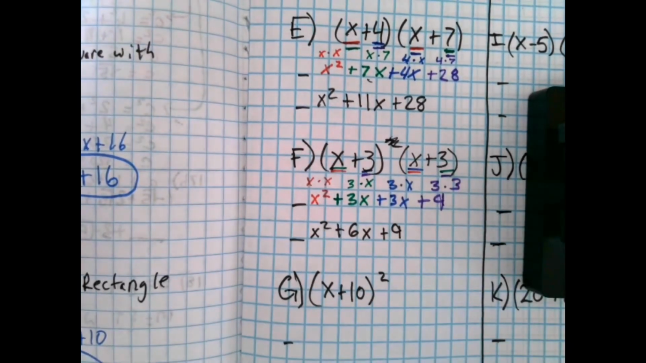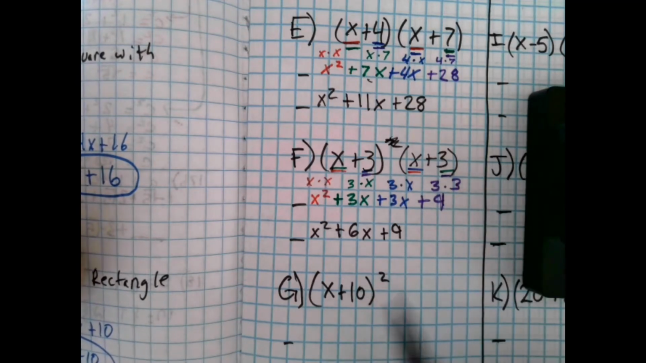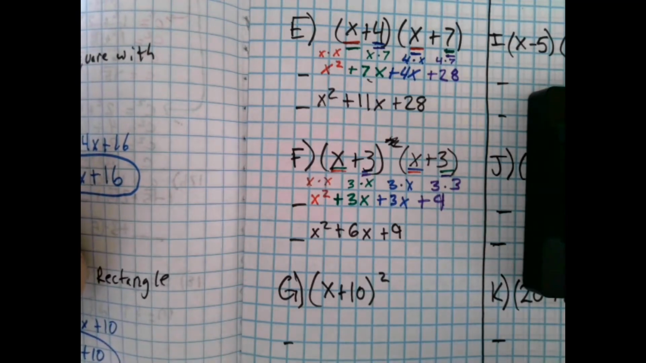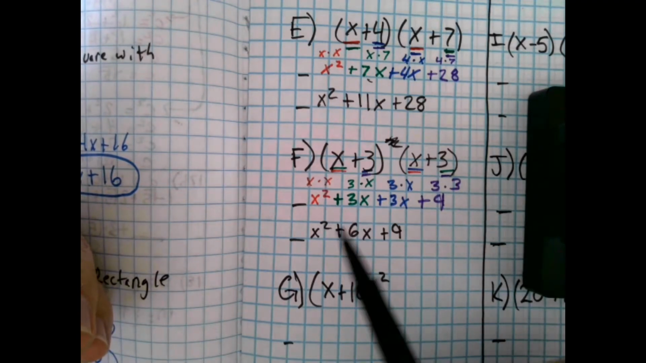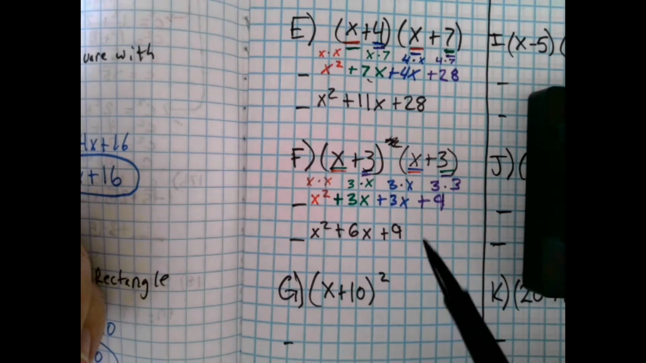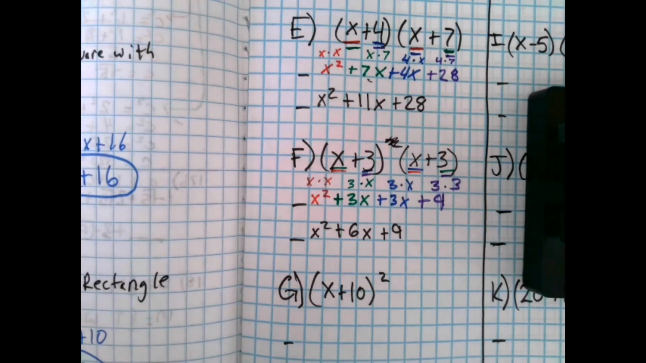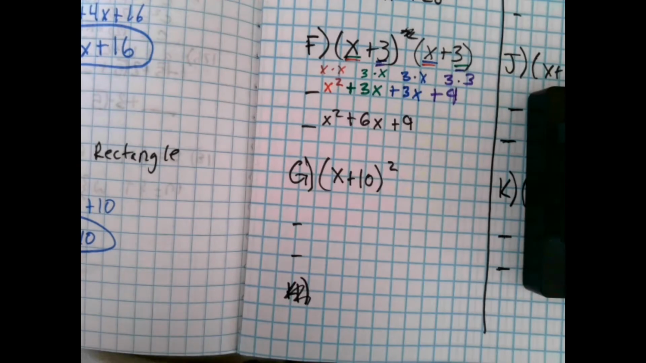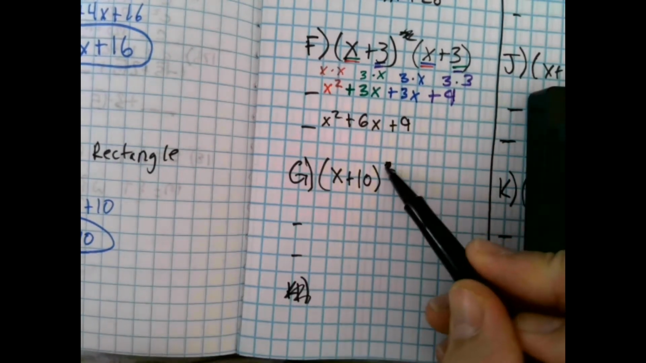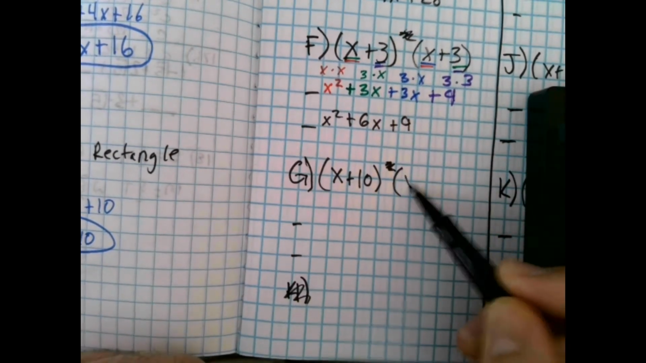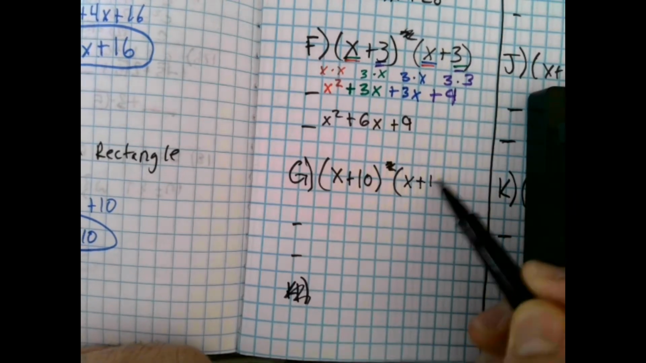And notice we are always writing our final answers in descending exponent order. We're going from the highest exponent to the lowest exponent, which is a non-existent variable with 9. Now, we're going to have a similar process happen for g, where we're going to say that x plus 10 squared is x plus 10 times x plus 10.